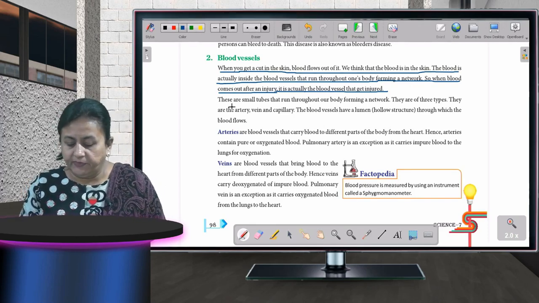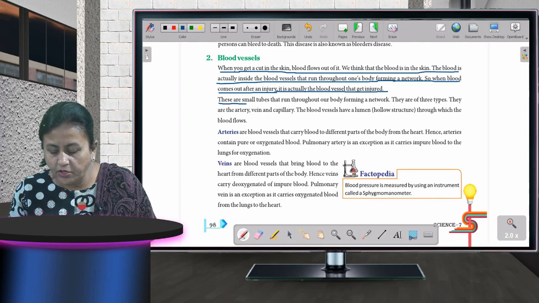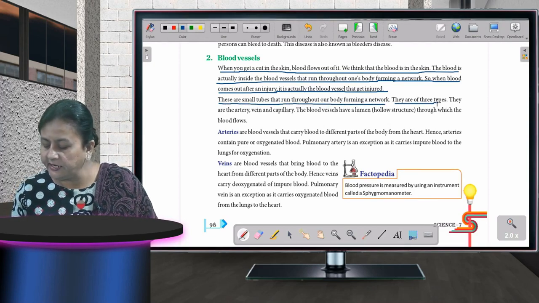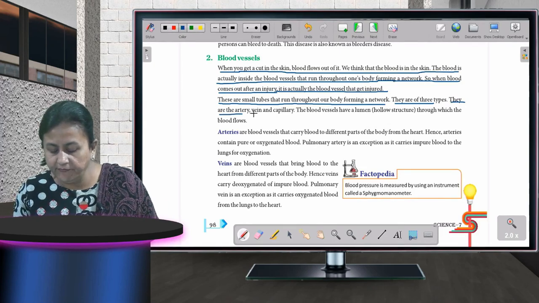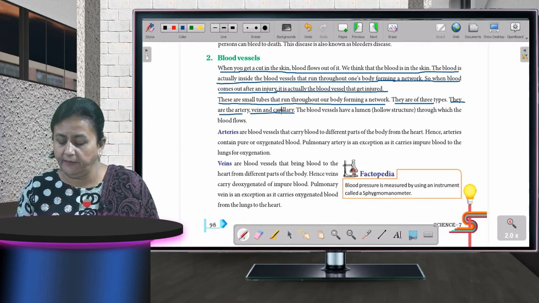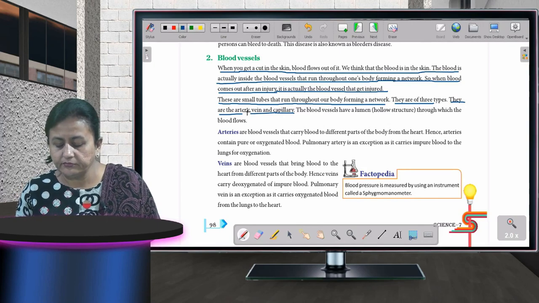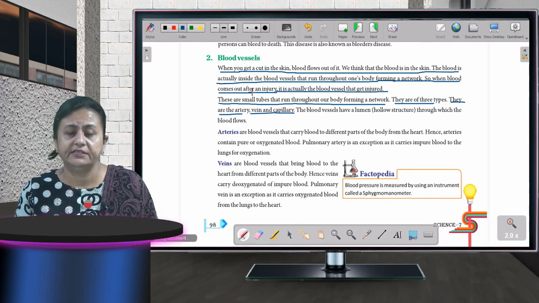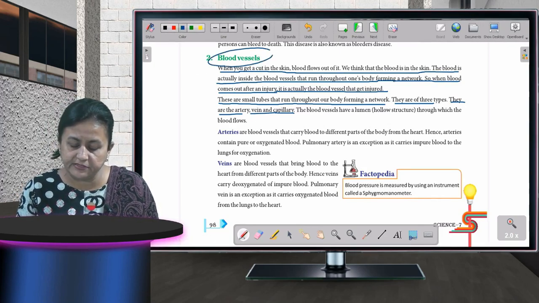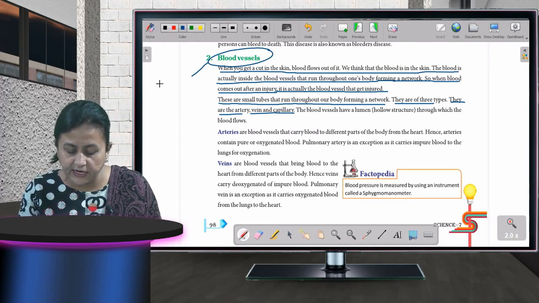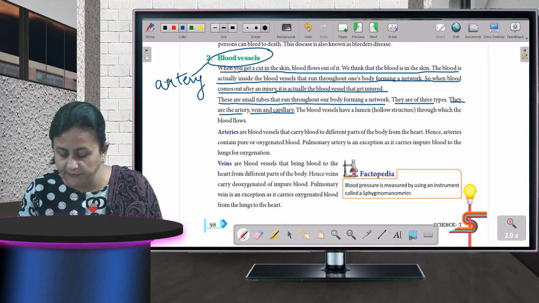Now blood vessels are small tubes that run throughout the body forming a network. There are 3 types. They are artery, vein and capillary. Okay, fine children. What are the different types of blood vessels? There are three different types of blood vessels. The first one is artery. The second is vein. And the third one is capillary.